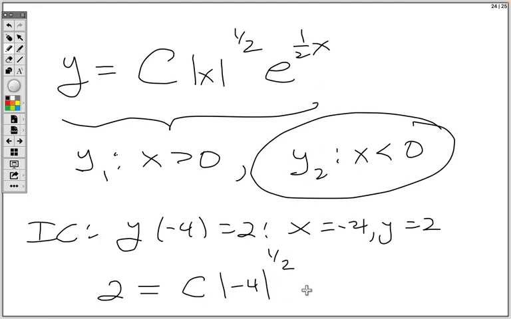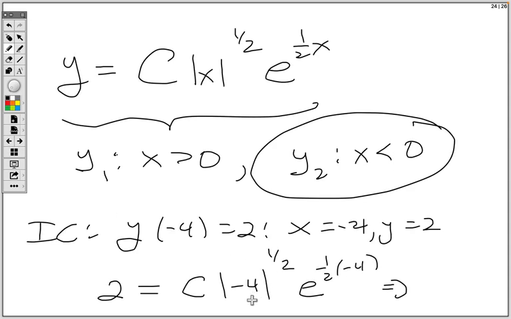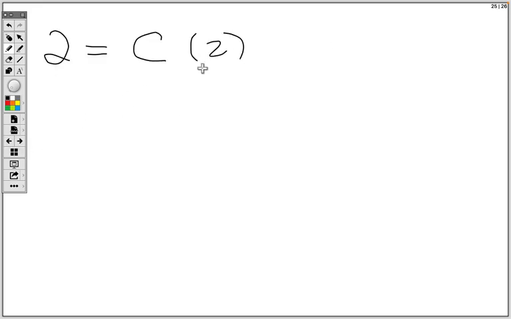We plug the -4 in, and this would be e to the -2, or 1/2, I should say, times -4. So I get 2 equals c times the absolute value of -4, which is 4 to the 1/2. That's a square root, so that's a 2. And then this would be e to the -2. And so I can then solve for c. So once you get done with the algebra there, what's c going to be? Yeah, e squared.